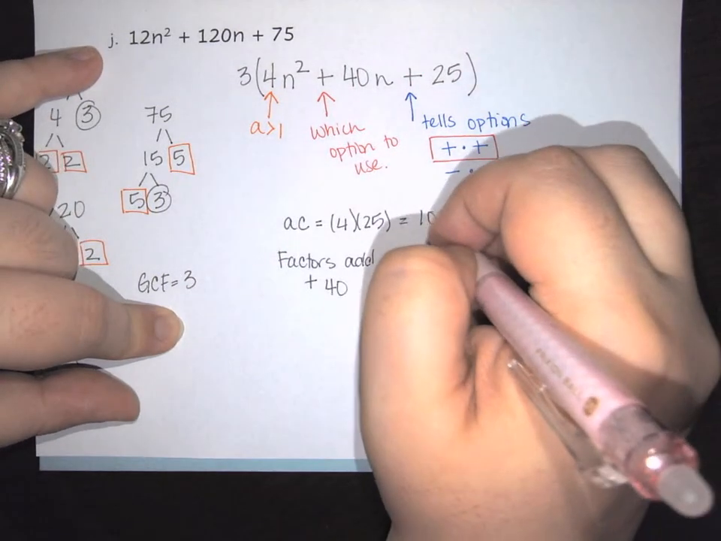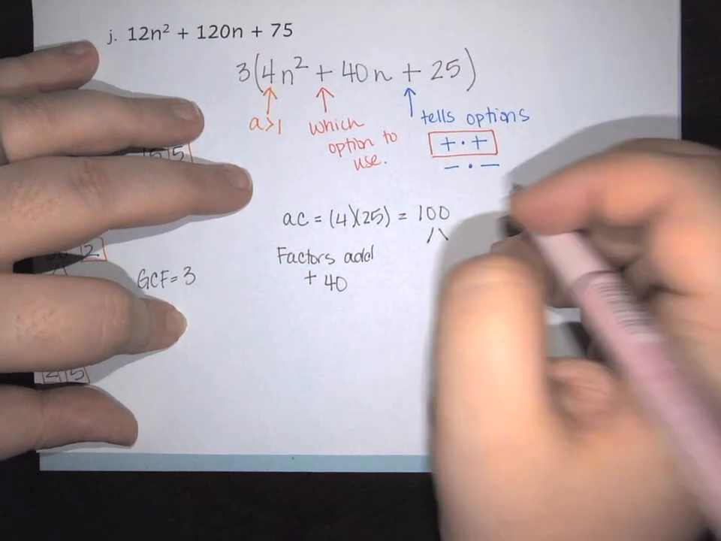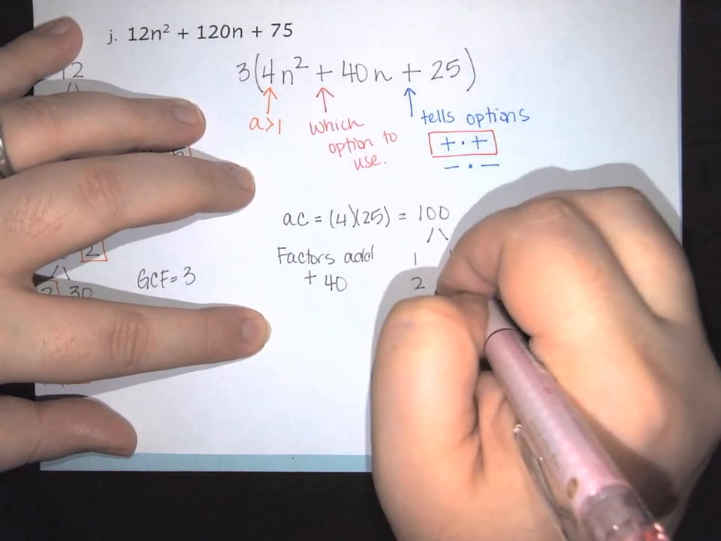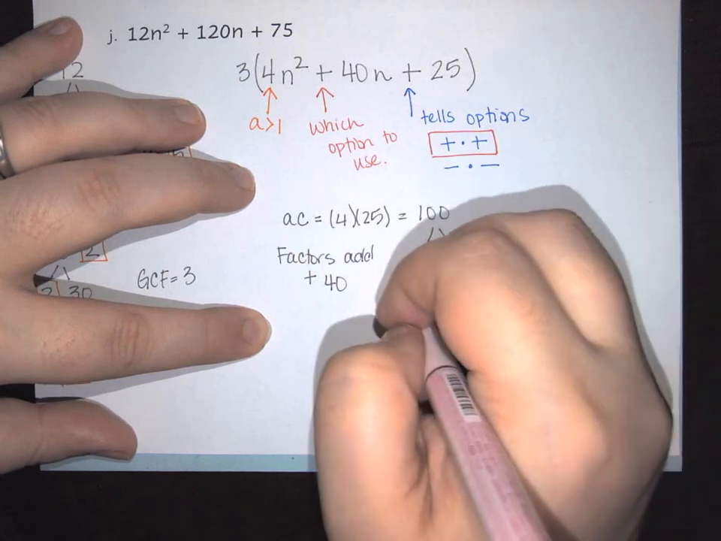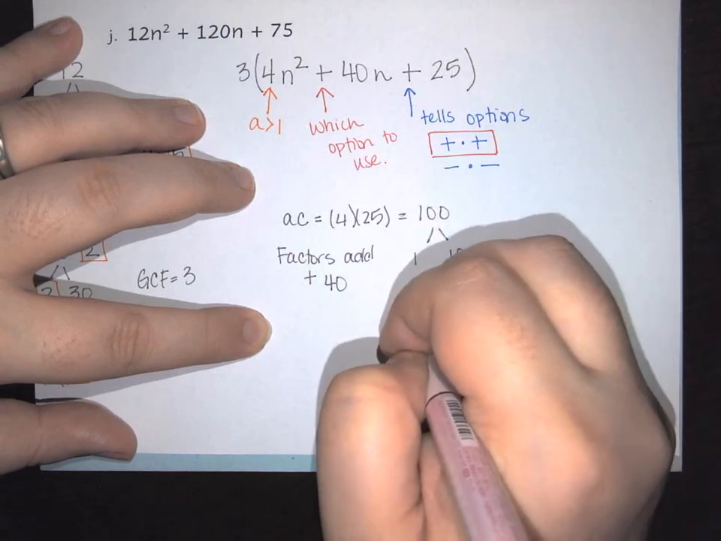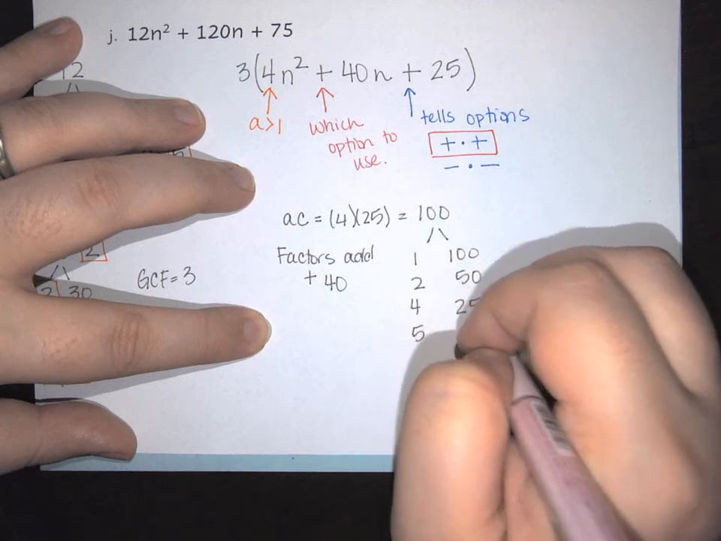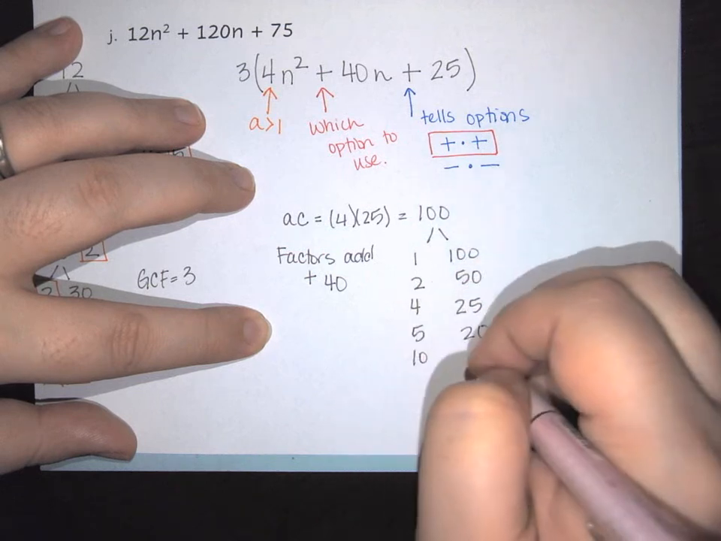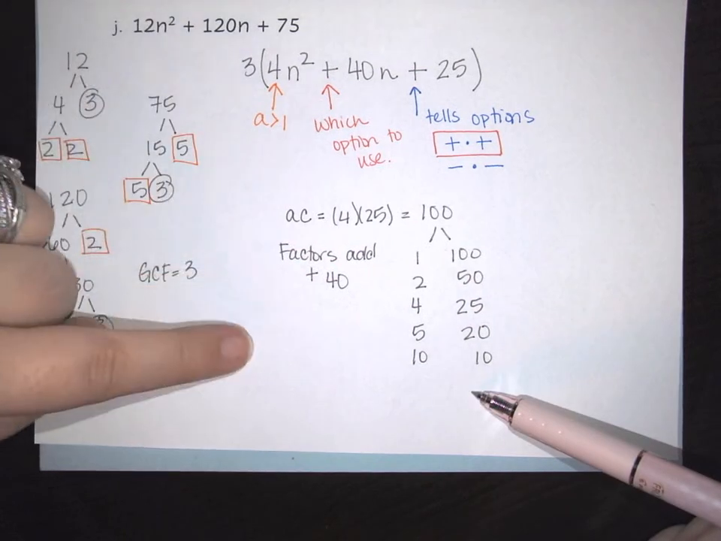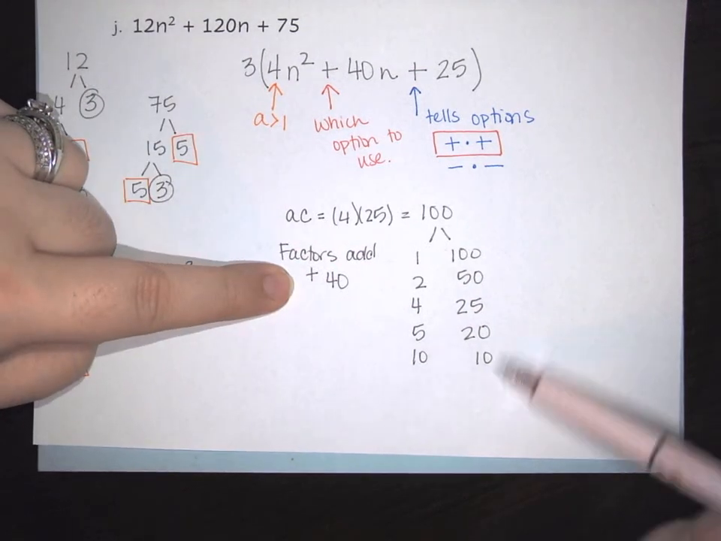So here I'm looking at my factors of 100. So I have 1 and 100. I have 2 and 50. I have 4 and 25. I have 5 and 20. And I have 10 and 10. Now if I look at all of these factors, when I add them together I need to get 40. None of these work.